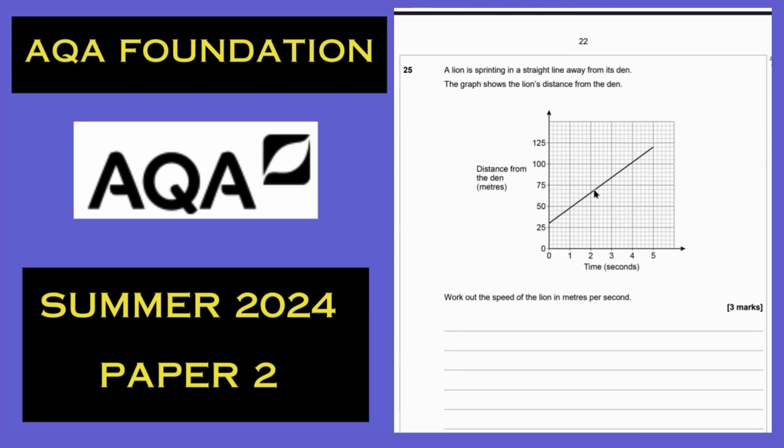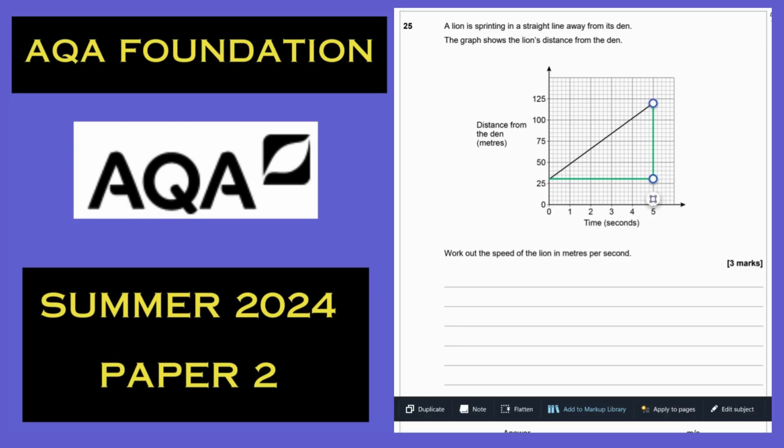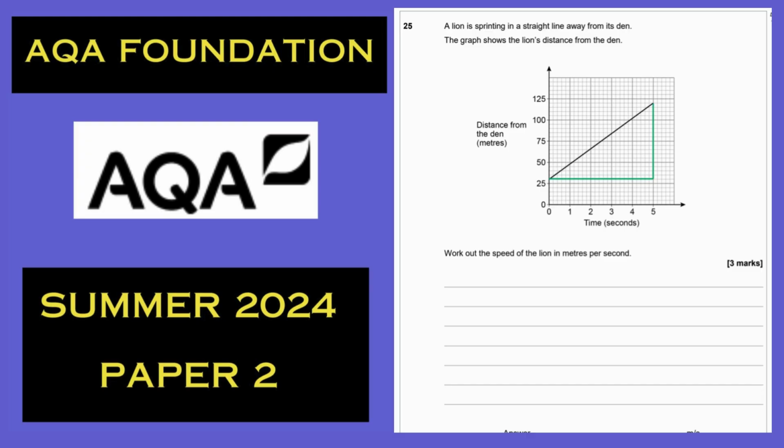And finally, number 25, I'm going to rely on me and technology. Work out the speed. Speed on a distance time graph is given by the gradient. And you can draw this triangle anywhere, but the larger the better. So I've made it literally as large as I can without going into any guesswork. Now you need to find out how long is the triangle's base. Well, that's easy. That's 5.